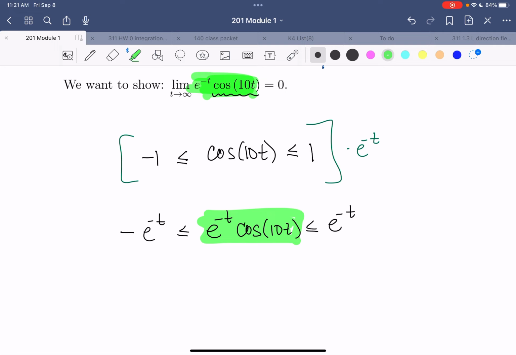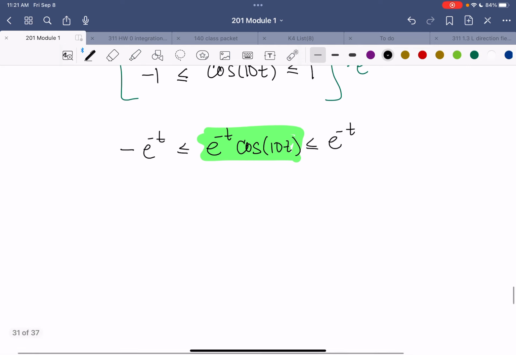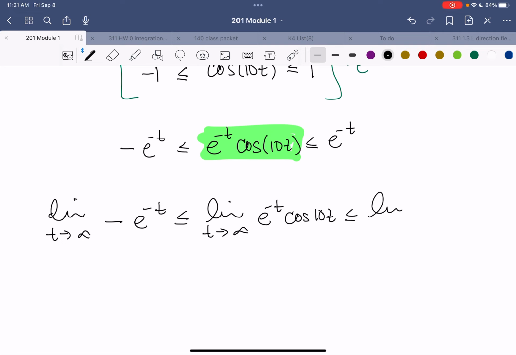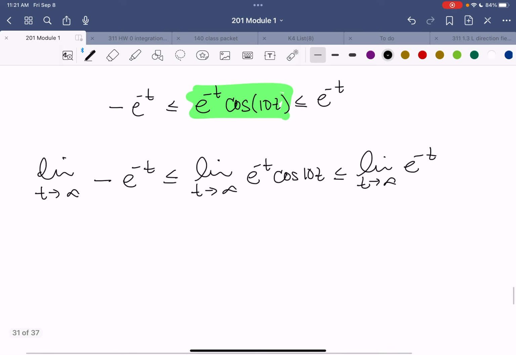Okay, so now what I need to show is that the limits of the outer 2 functions go to the same value. So that's what I'm going to do next, I'm going to take the limit of all of these things. So that's the limit as t goes to infinity of negative e to the negative infinity is less than or equal to the limit as t goes to infinity of e to the minus t cosine 10t less than or equal to the limit as t goes to infinity of e to the minus t. So I can take the limit of all 3 pieces. And what I want to show is that the 2 outer ones have the same value.